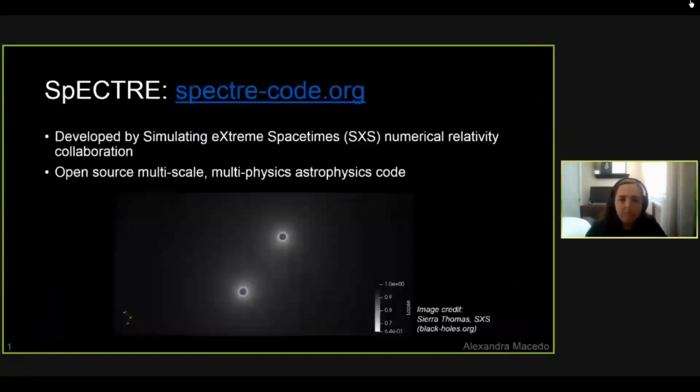So you just heard a bit about SpECTRE from Sierra, but generally, it is an open source numerical relativity code that's going to be used to solve different equations in different problems in astrophysics, and we're really excited about it. A couple of the use cases that we're really excited about in the future are simulating binary black holes as well as simulating black hole neutron star mergers.